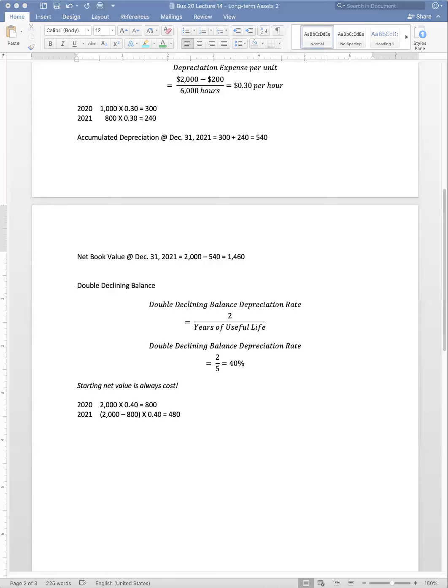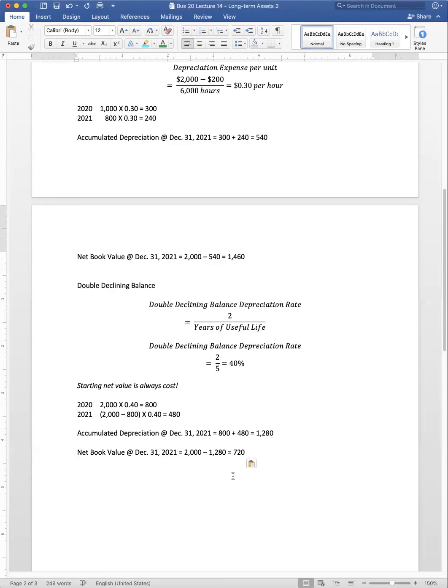Now, suppose I asked for accumulated depreciation at December 31st, 2021. Well, to get that, I'm just going to add the two numbers together. So I'm going to add the $800 plus the $480 from the second year, and that gets me $1,280. If I asked for the net book value at December 31st, 2021, that's the cost minus the accumulated depreciation. So I take the cost of $2,000 minus the accumulated depreciation of $1,280, and that's going to give me $720.